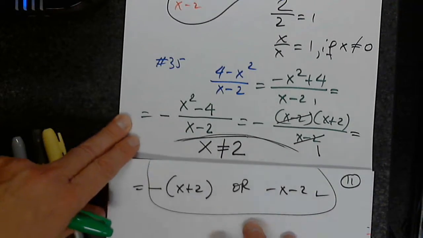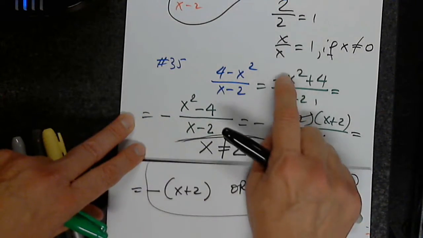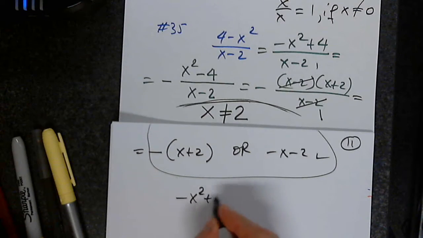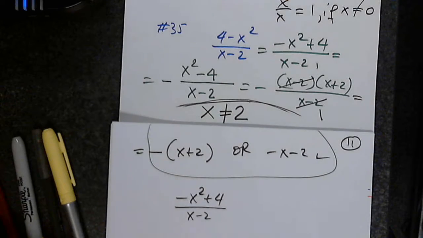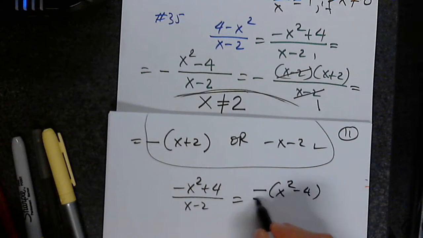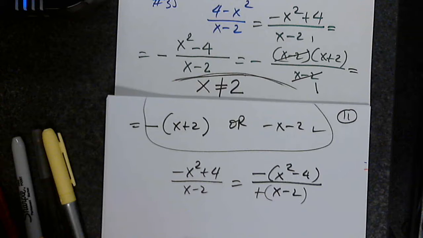So you're asking about this minus in front? Very good question. So we had negative x squared plus 4 over x minus 2, correct? Yes. How much is negative over positive? You're allowed to multiply the top. I'm not multiplying the top. I'm just factoring out negative 1 as we always did.